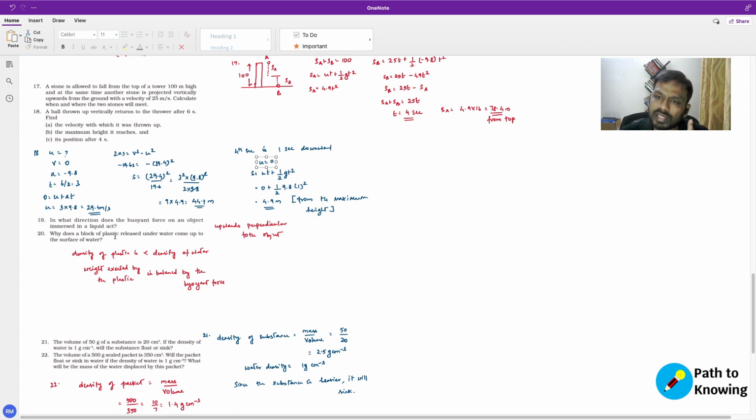Why does a block of plastic released under water come up to the surface of the water? That's possibly because the density of the plastic is less than the density of the water, and that's what we learned earlier, right? And because the density is less, the weight exerted by the plastic is balanced by the buoyant force, right? So that's why it doesn't go in.